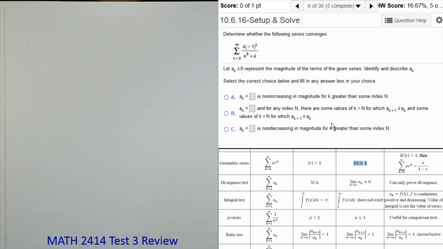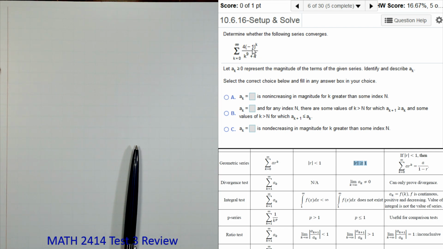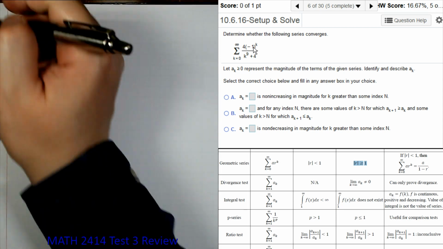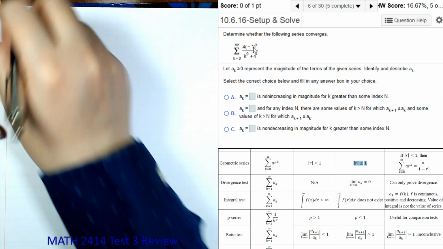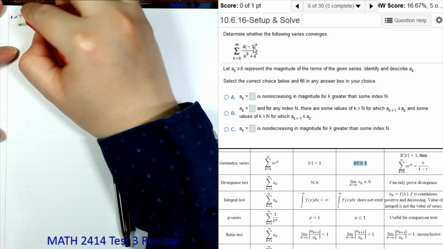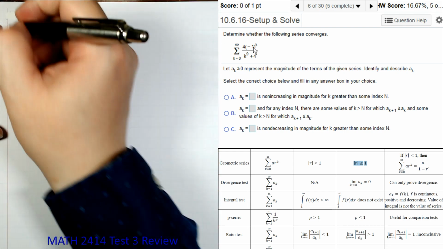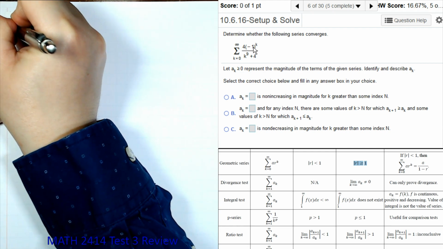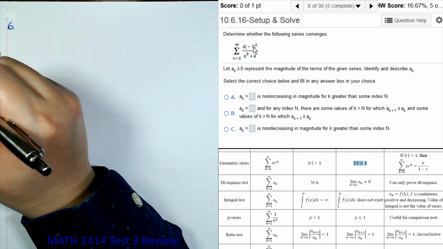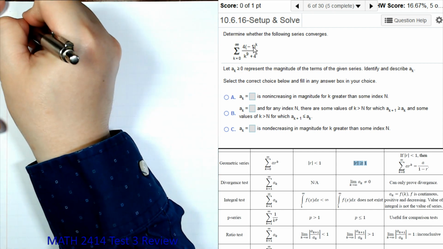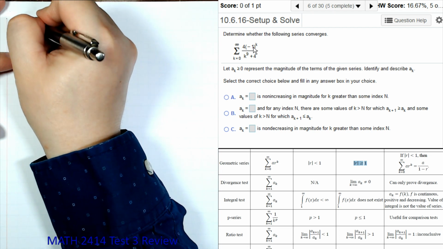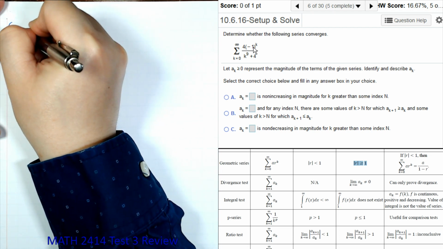Right. Next one we have, by the look of the negative 1 to the k, this is definitely an alternating series for sure. And what's this one? Number 6. Determine if the series converges or diverges. So we just have this series.